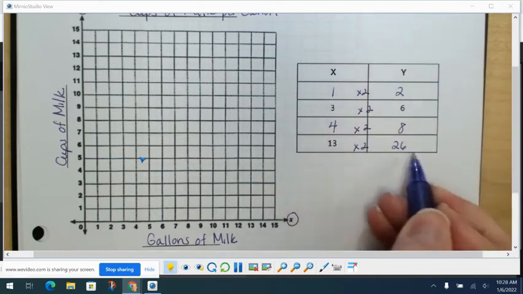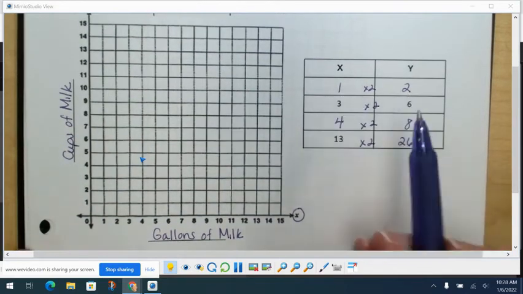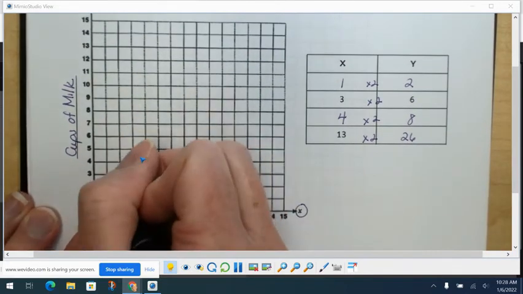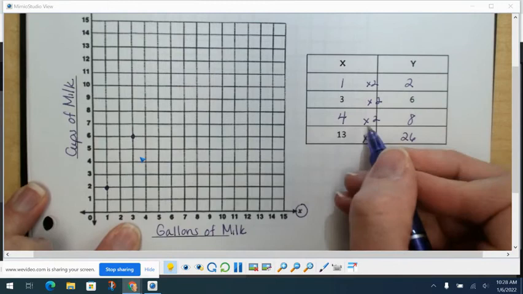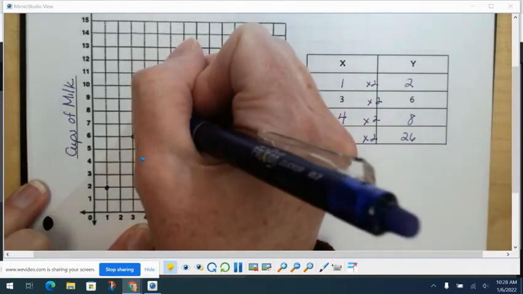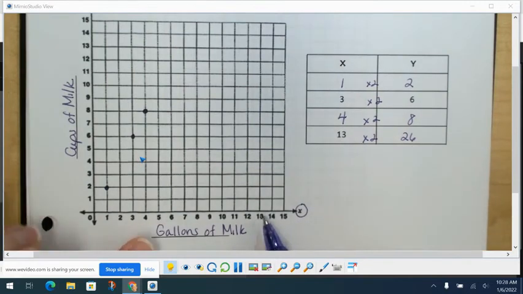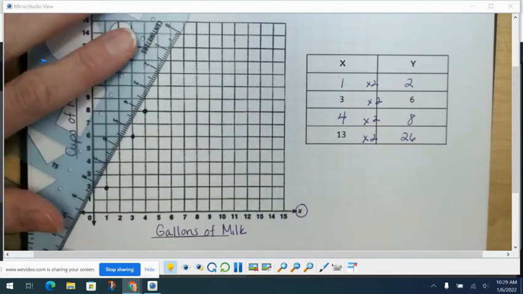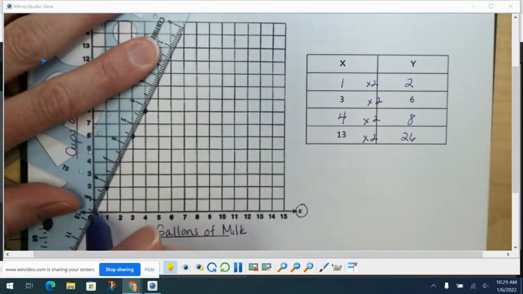I'm not going to be able to graph this one. It won't fit on my graph, but that's okay. I have enough other points to graph that it should work just fine. Now I'm going to place those on my graph just like they were ordered pairs. So 1, 2: over 1, up 2. 3, 6: over 3, up 6. 4, 8: over 4, up 8. And like I said, with that 13, I can get to it on the x-axis, but I can't get up to 26 on the y, so I'll leave that. My points should make a straight line if I've done everything correctly. And they do.